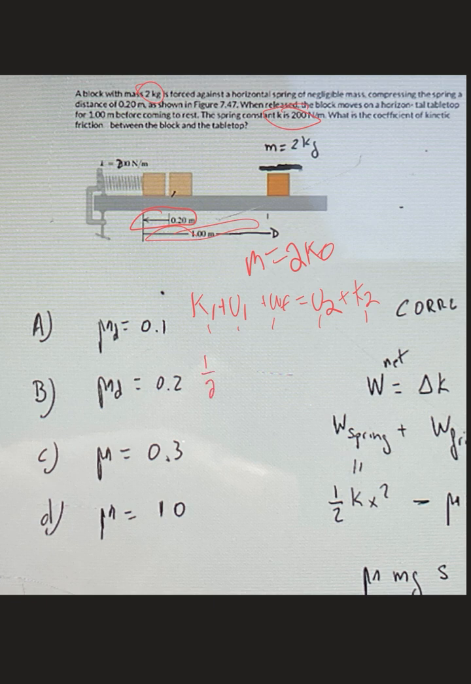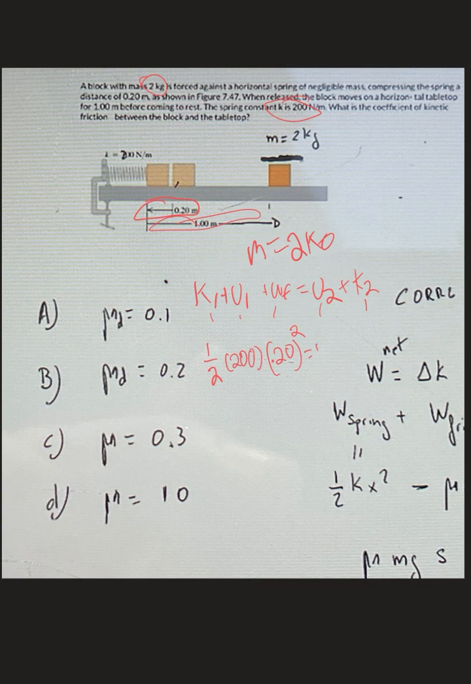We're gonna have 1/2 times the 200 newtons per meter times 0.20 squared, which is the distance, right? And then we're looking for the coefficient, so that's going to be right there. And then put in the kilograms, which is 2 kilograms. And then obviously the gravity coefficient. And 1 because of the distance of travel.